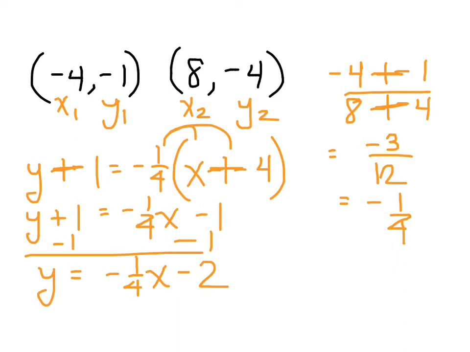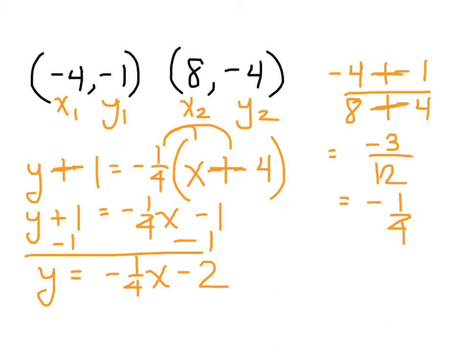So slope is y2 minus y1, so I put -4 minus a -1. Notice how it looks a little goofy, but remember when you have two negatives in a row, it turns into a positive. And -4 plus 1 is -3. On the bottom, I end up with 8 minus a -4, and again that turns into a plus because there were two negatives in a row. And 8 plus 4 is 12. Then when I reduce that, the number that goes into both -3 and 12 is 3. So I divided them both by 3 and I got -1/4. Now, I looked at some of yours and some of you guys used the (8, -4).